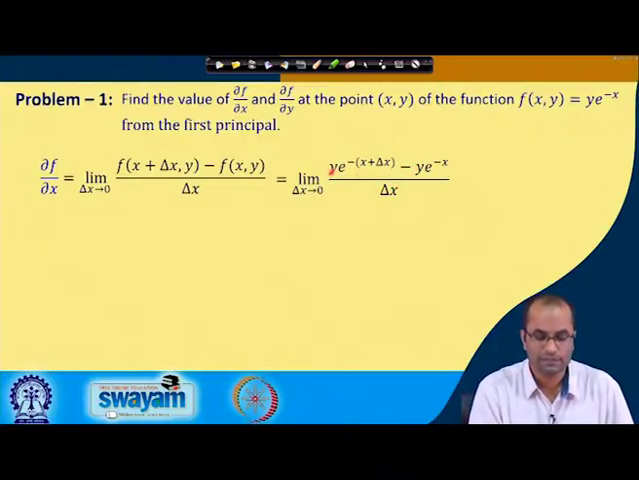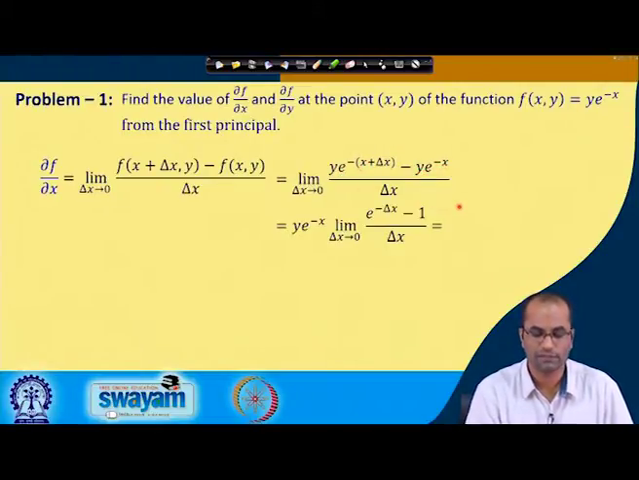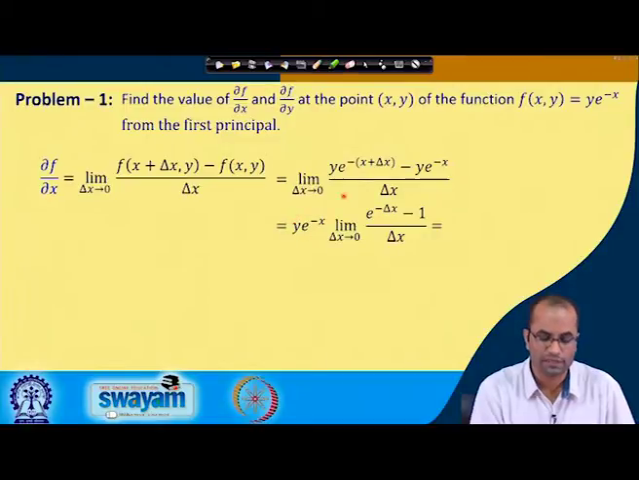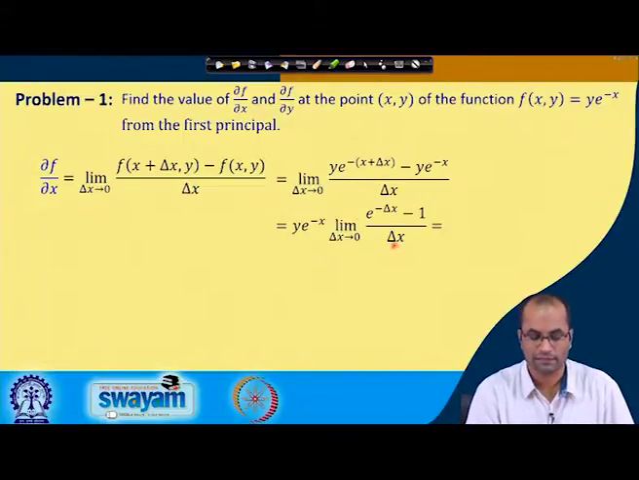Now, if we see here, y e power minus x is common in both terms. So, we can take this outside, y e power minus x. So, what will remain here? e power minus delta x, and then minus 1, because y e power minus x we have taken common from these two terms, and then we have divided by delta x there.